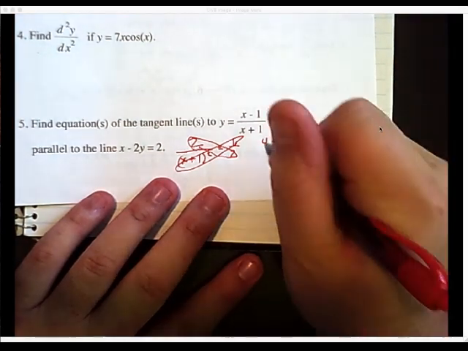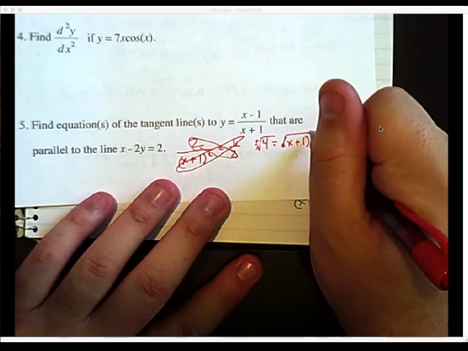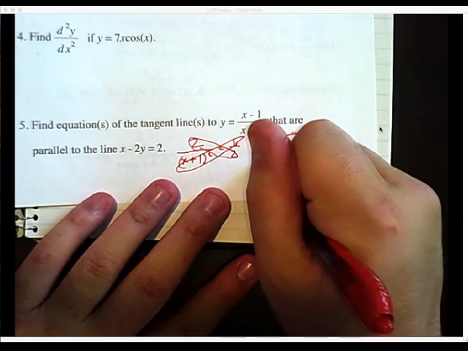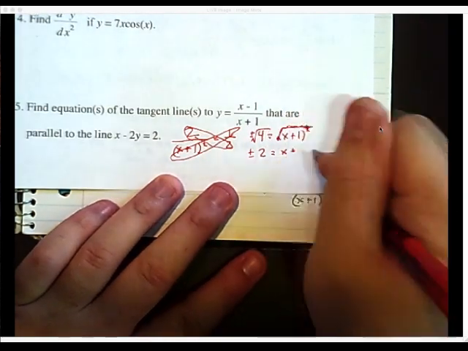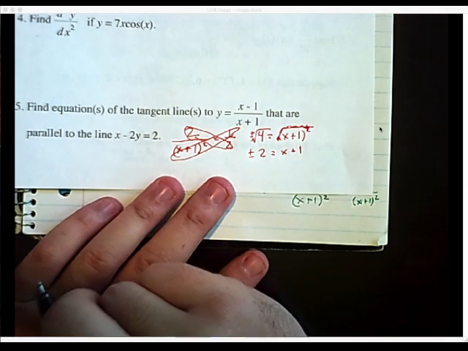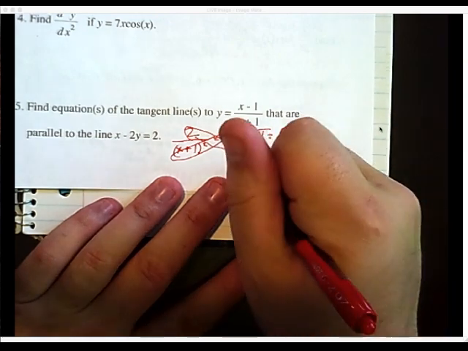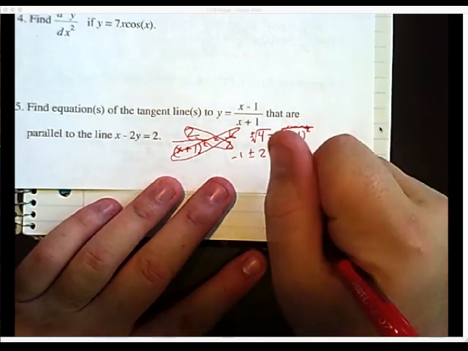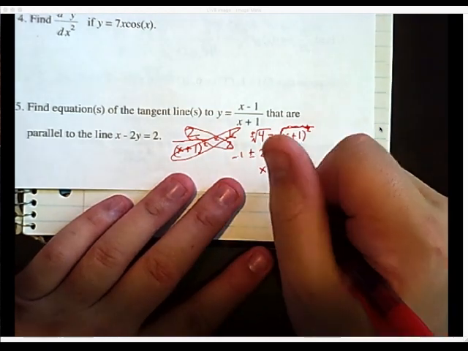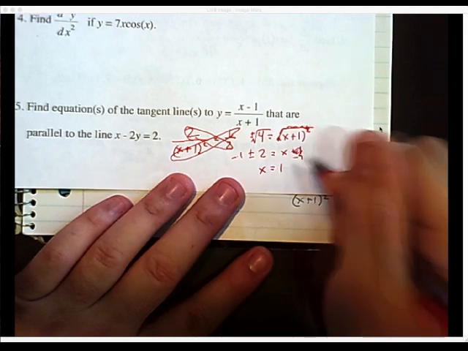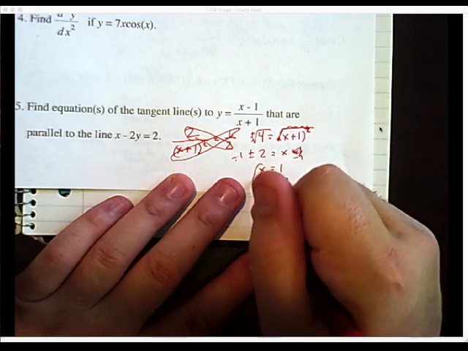How am I going to undo a square? I'm going to take a square root. Just realize you got to put a plus or minus in front of there. So plus or minus square root of 4 is 2 equals x plus 1. So how am I going to figure out what x is? I'm going to subtract 1 from both sides. So what does that tell me about x? What's negative 1 plus 2? Negative 1 plus 2 is 1. What's negative 1 minus 2? It's negative 3. These are the two x values.